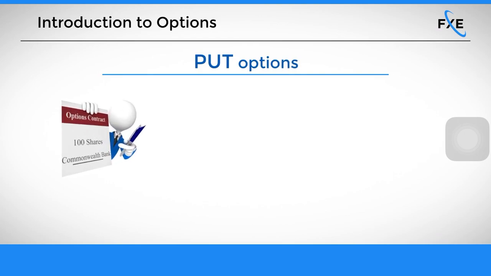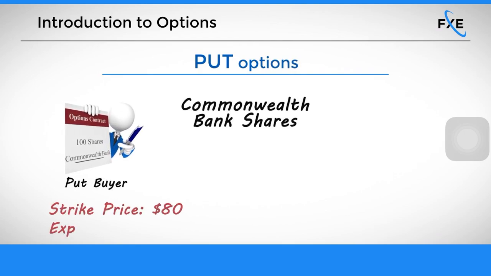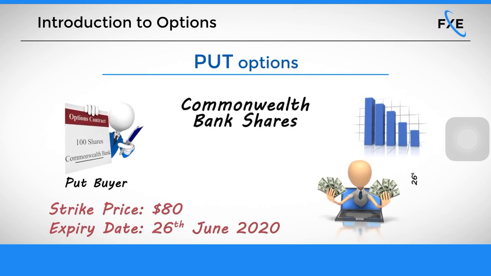Now let's have a look at put options. Put options in the finance markets are best described as financial contracts that give the put option buyer the right, but not the obligation, to sell a financial asset at an agreed price within a specified time period. The financial asset is again called the underlying asset, and the put buyer profits when the underlying asset decreases in value.